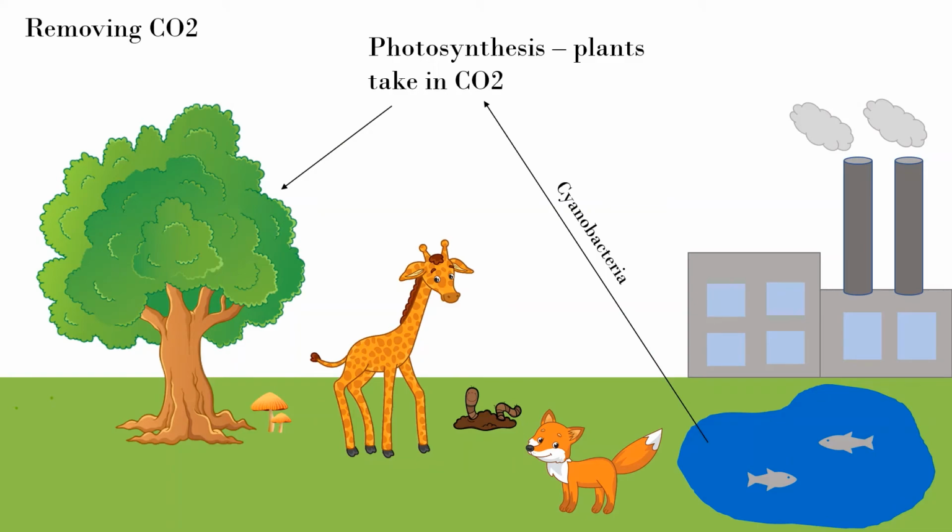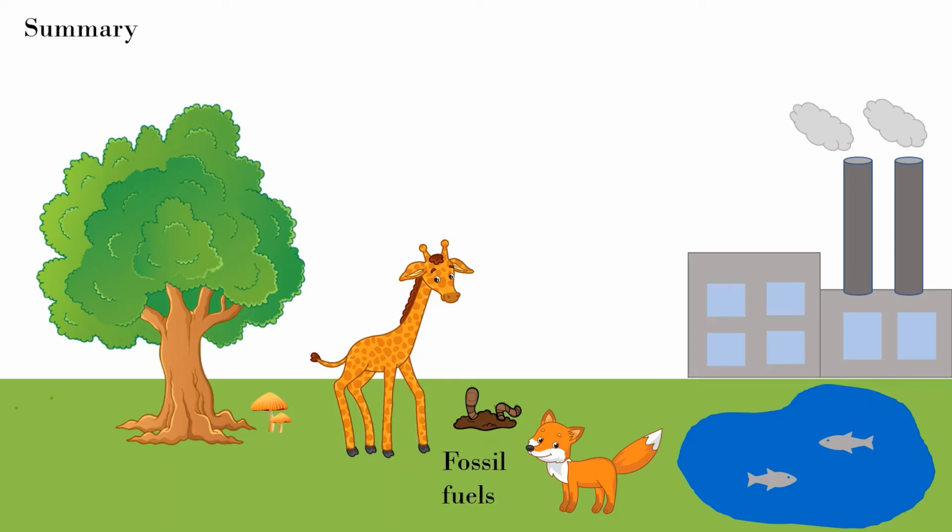Now let's move on to the main process that removes carbon from the atmosphere, which is photosynthesis. This is when photosynthetic organisms, such as plants, take in CO2 from the atmosphere to make food or glucose by converting light energy from the sun into chemical energy. Other organisms that conduct photosynthesis are algae and cyanobacteria, which can be found in lakes and ponds, like the one in the picture. To wrap up this video, here's a quick summary.